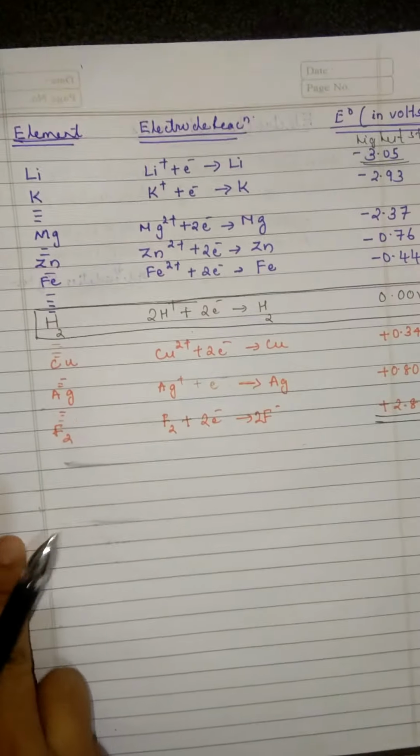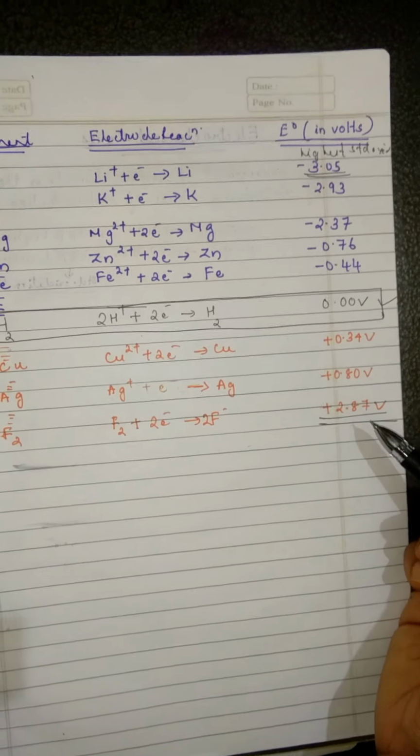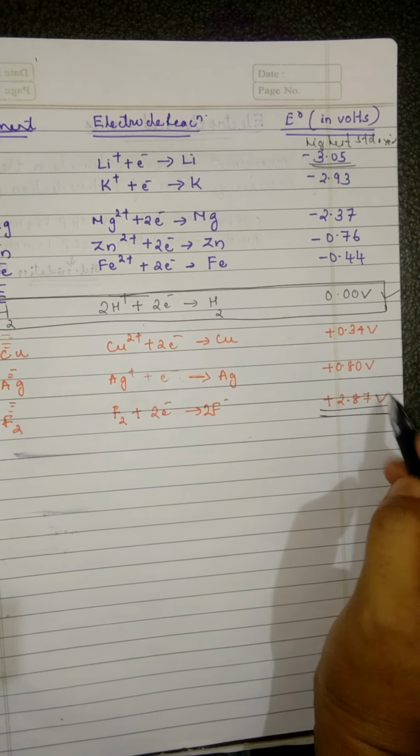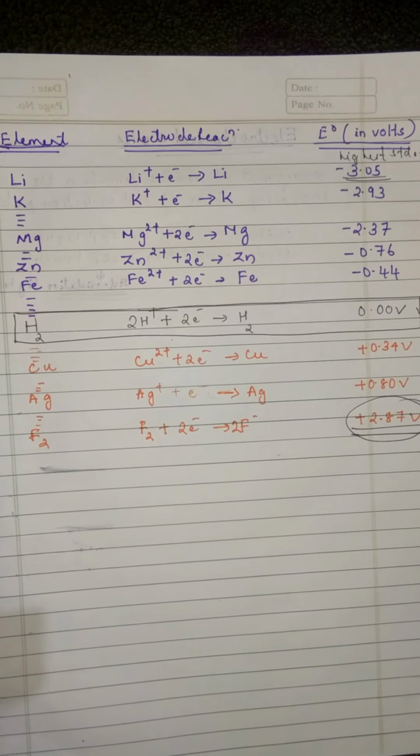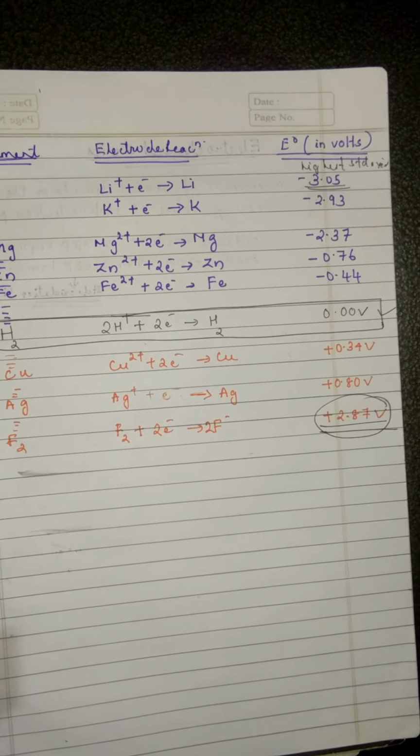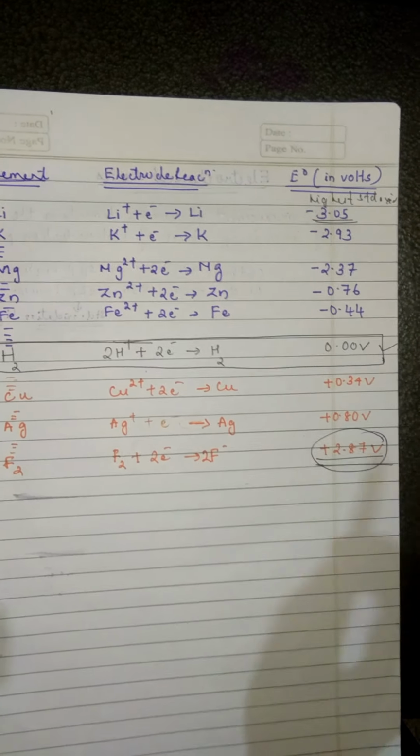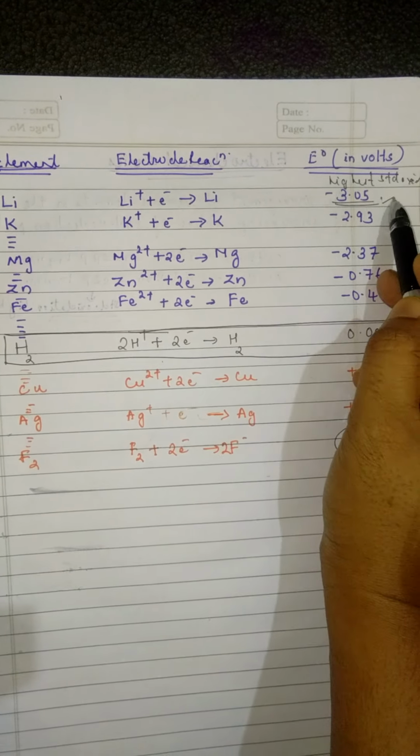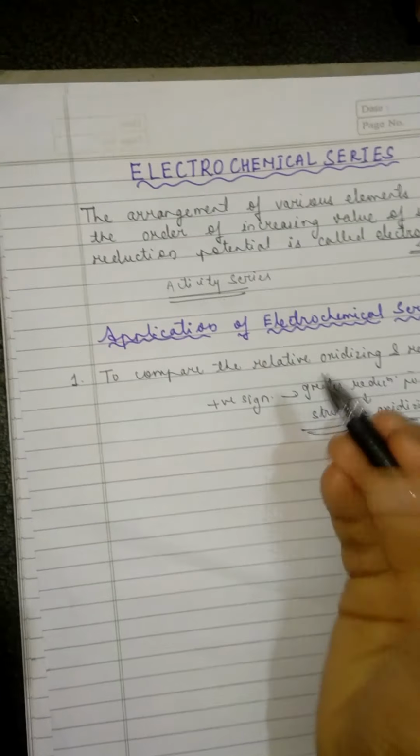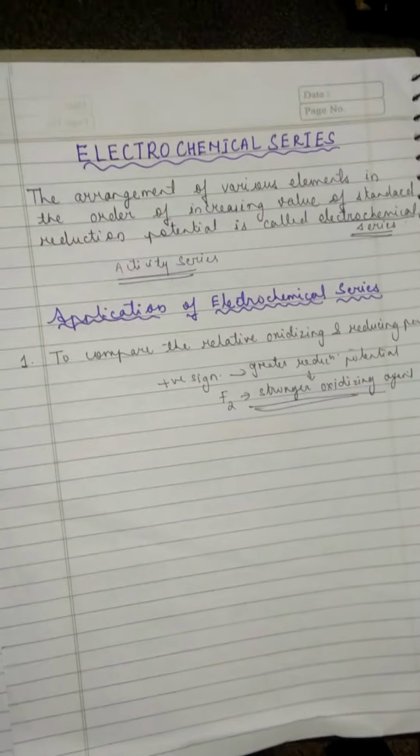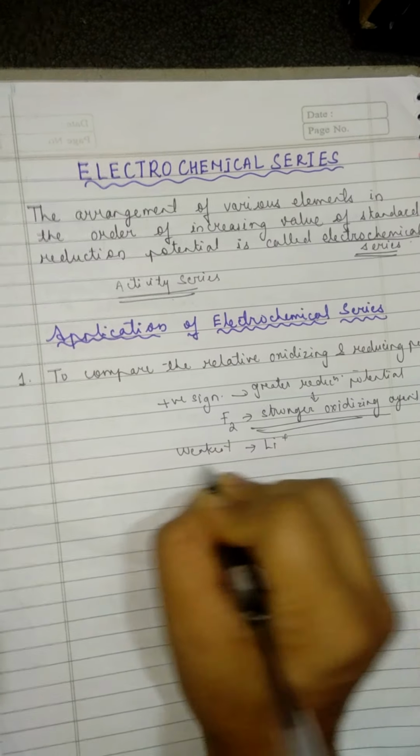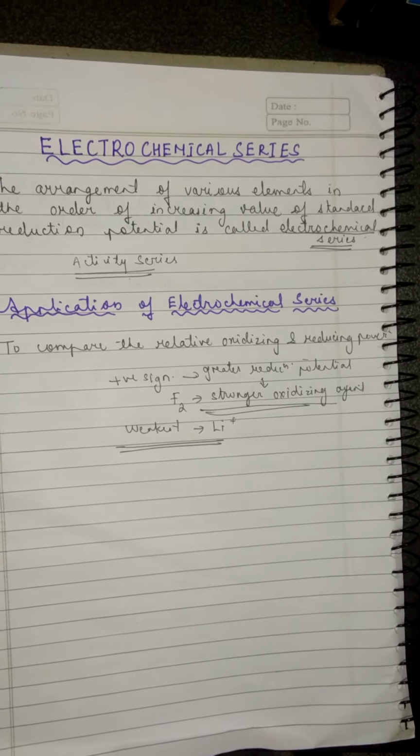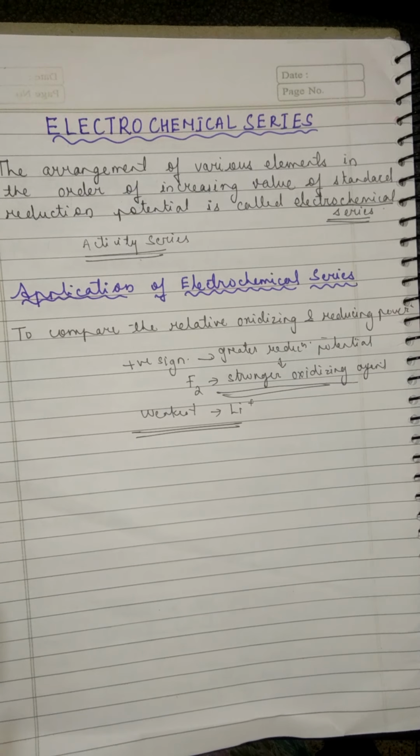So in this series, which is the strongest oxidizing agent, the one with the highest reduction potential? Fluorine is the strongest oxidizing agent. And which one is the weakest oxidizing agent, the one with the lowest value? The strongest oxidizing agent is fluorine, and the weakest oxidizing agent is lithium. So we can compare the relative oxidizing and reducing property of the metals based on the electrochemical series.